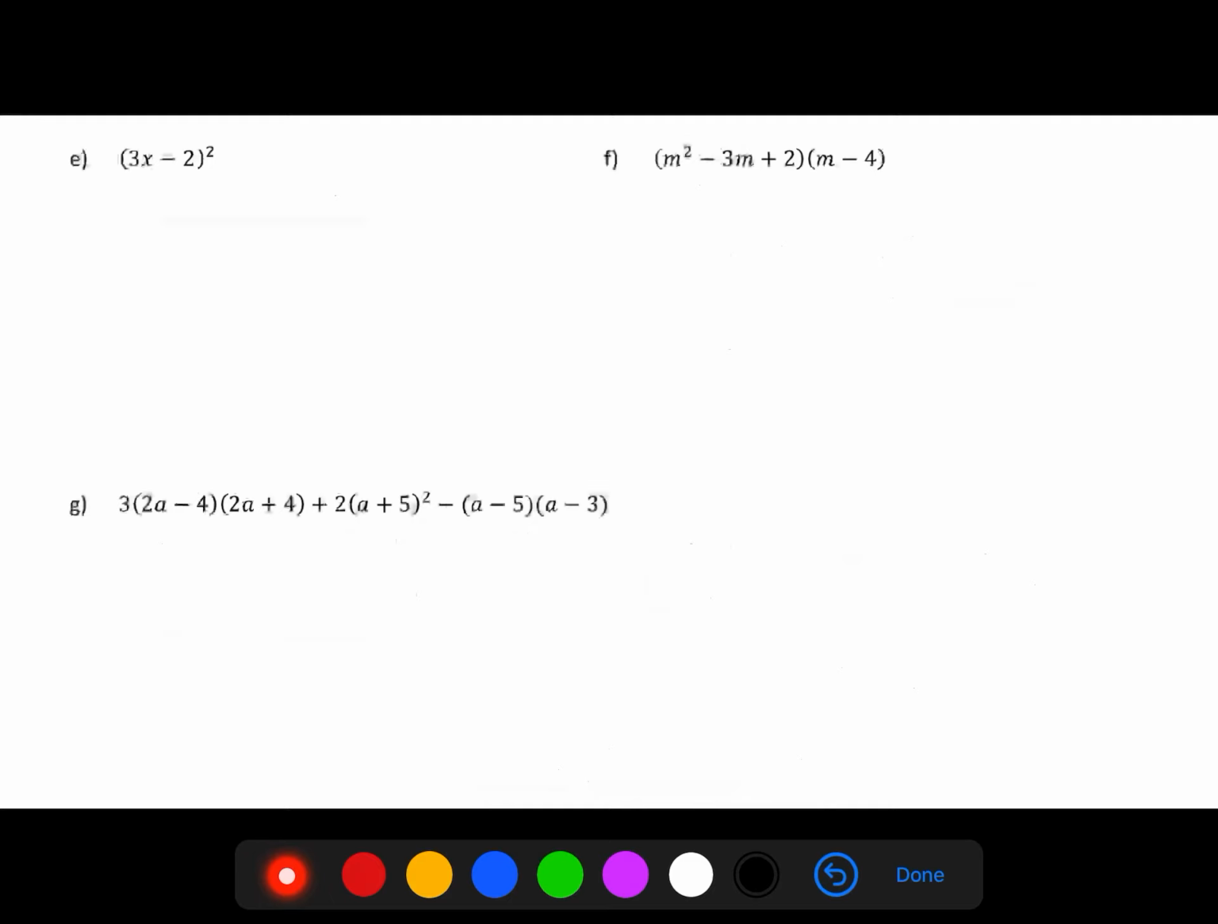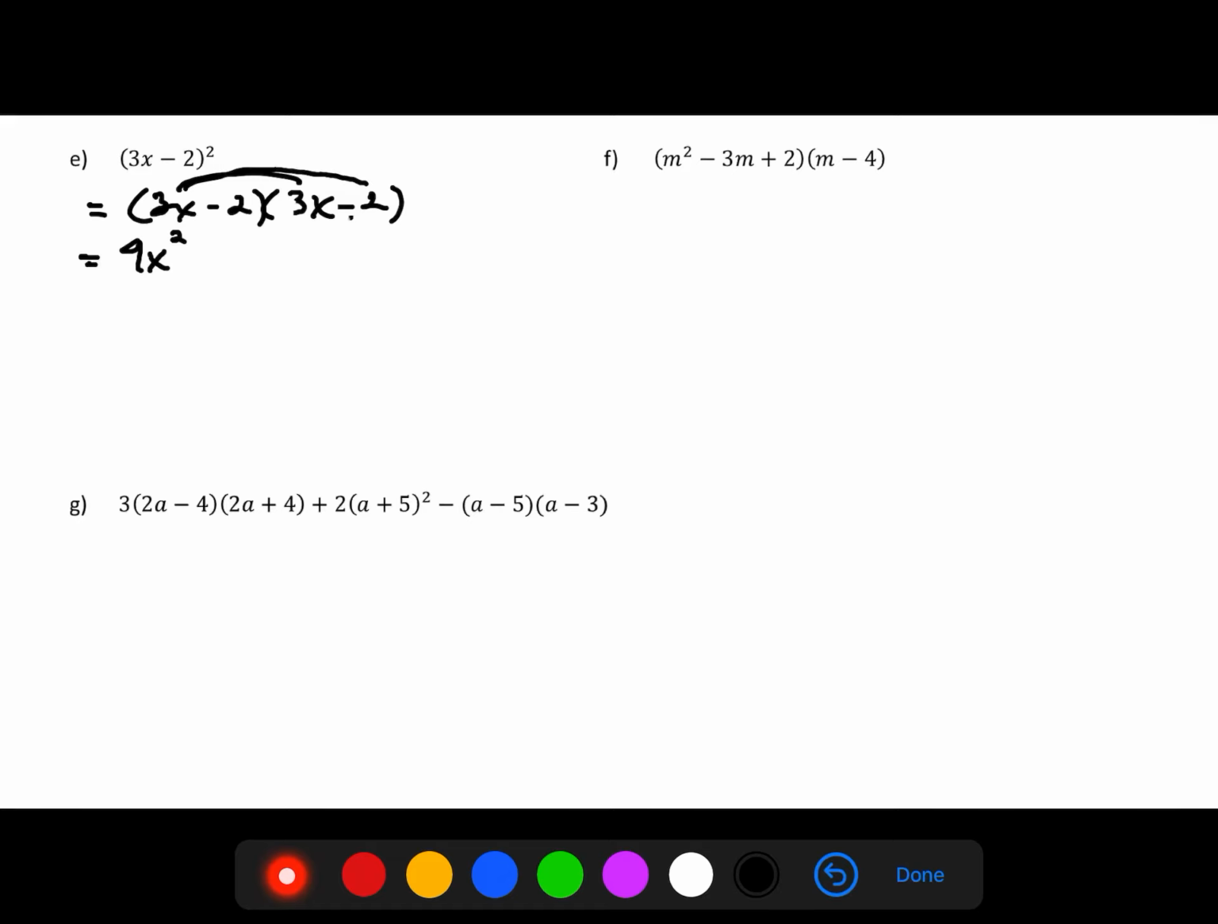For part E, remember when we talked about our exponent laws, that squared outside means we have two sets of these brackets, which turns into a FOIL question. A lot of times we're tempted to just put the 2 on each of the things inside, but we have two sets of brackets. So now we're going to use FOIL. First, 3x times 3x gives us 9x squared.